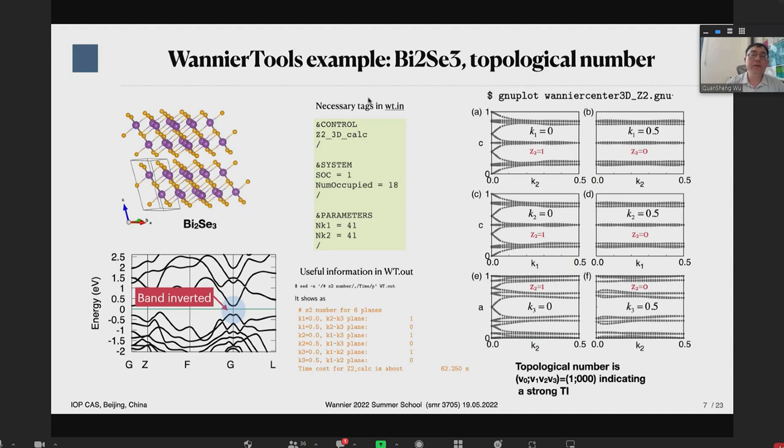We will give you one example to show what WannierTools can provide. This is bismuth selenide, and it's a strong topological insulator. If you look at the band structure, there is a band inversion at the gamma point. In order to calculate the topological number, now we know that it's a 3D Z2 topological insulator. So in the input file, we need to provide a Z2 calculator. Here it's missing, equals two. Sorry, it's Z2 equals two.